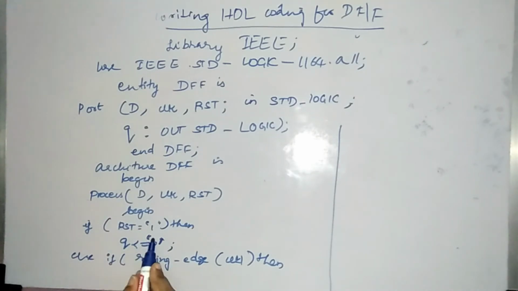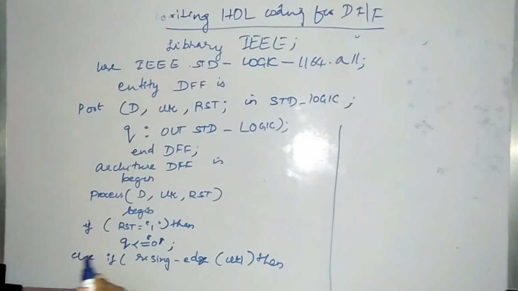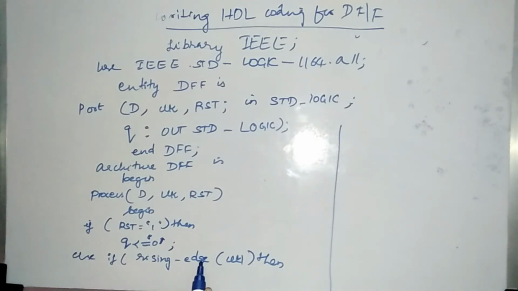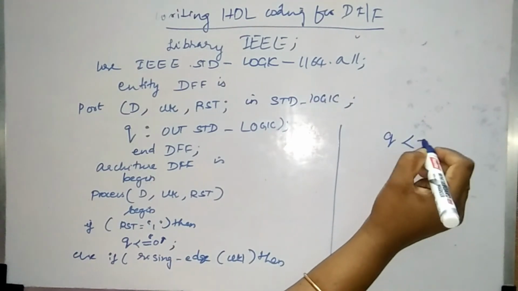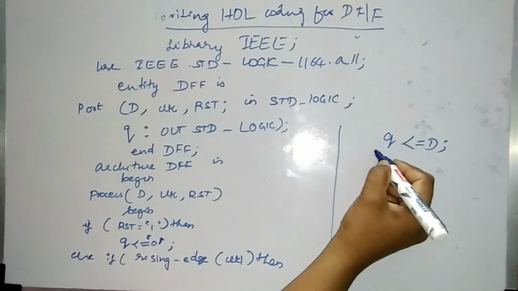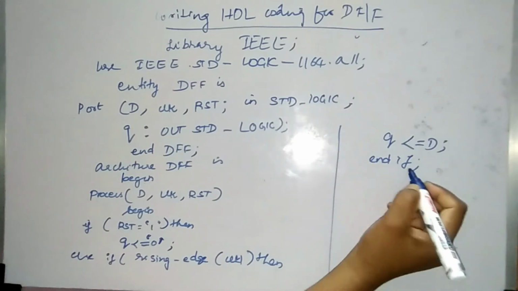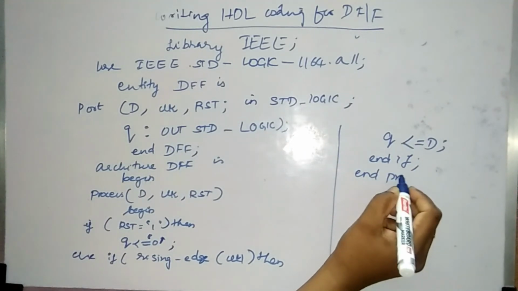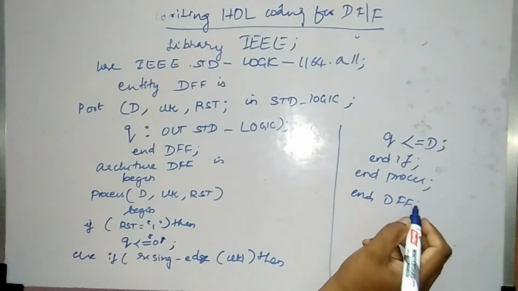Once the reset is high, my output will be equal to 0. The next condition, else if the clock has the rising edge, then the input will be equal to the output. Let us write that: Q is equal to D. The output is equal to the input. Let me end the process: end if, end process, and end D flip-flop.